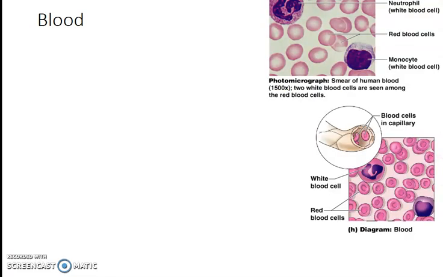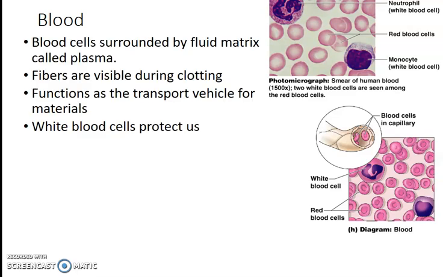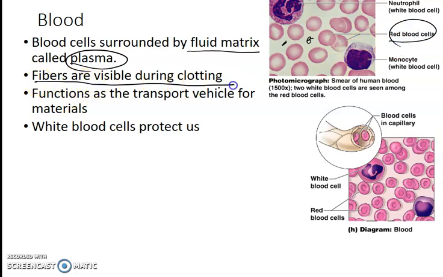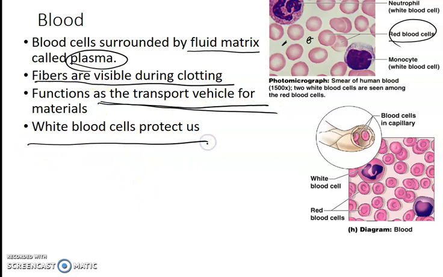Blood. It's a connective tissue. It is surrounded by a fluid matrix that has proteins and carbohydrates. So this is the matrix. So when I ask you what is the matrix, you will say the plasma, the fluid around the blood cells. Fibers are visible in clotting. It is a true connective tissue. It connects organs. It binds them together. It transports things. White blood cells protect us. It is the perfect example of a connective tissue.